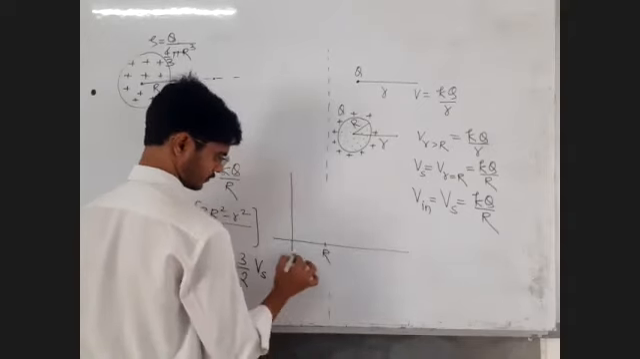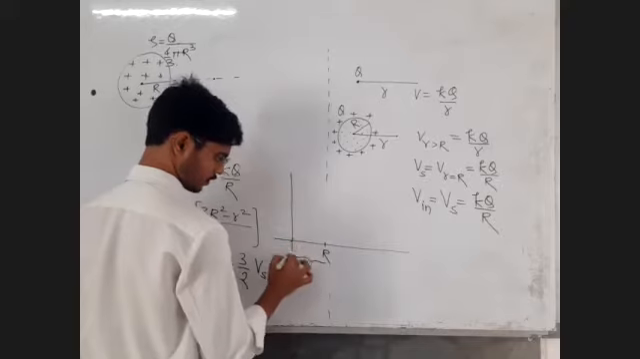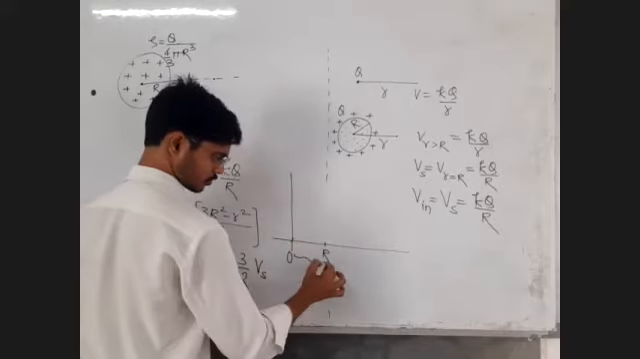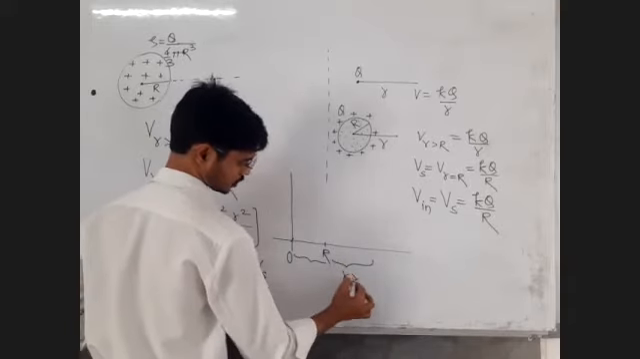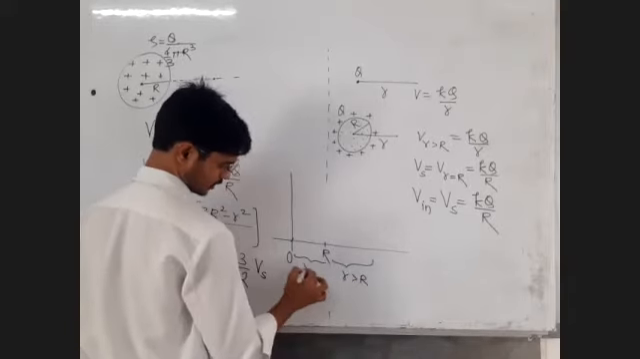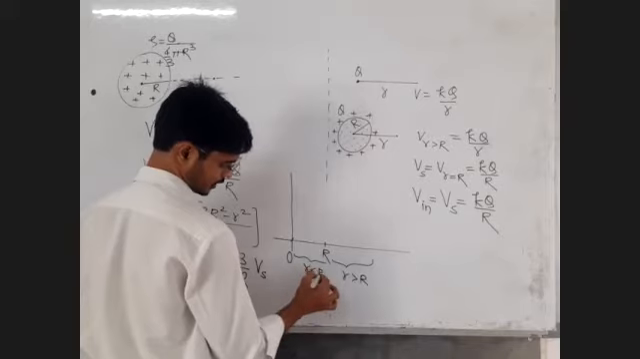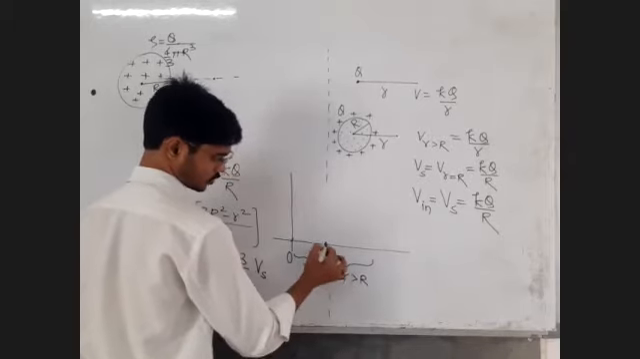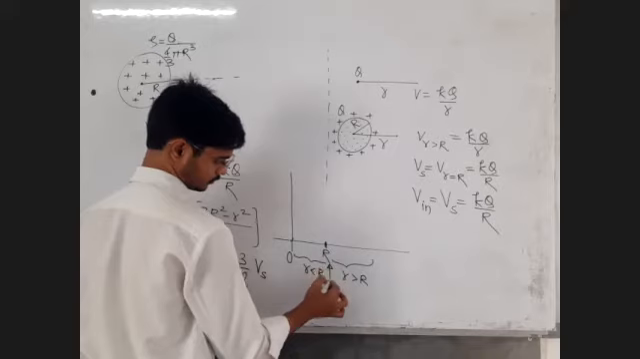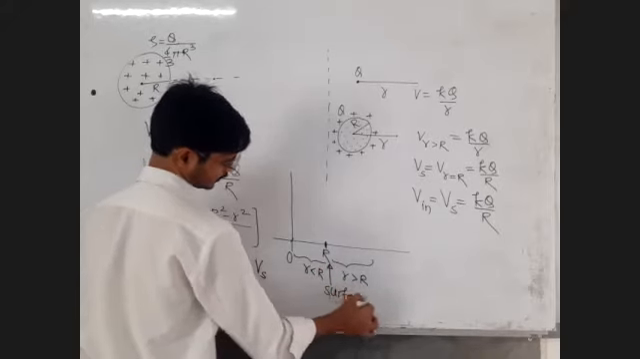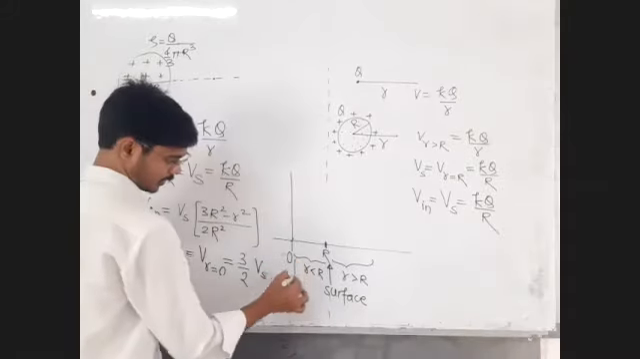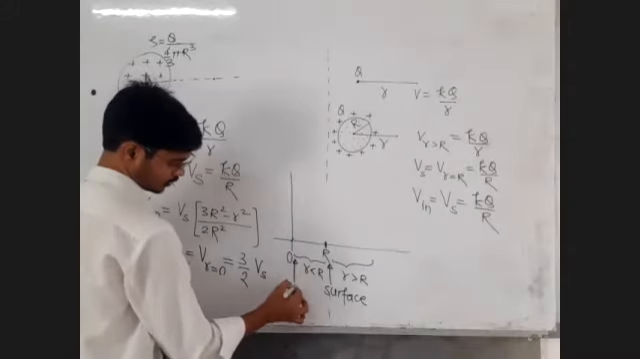Capital R, this region small r equal to 0, small r equal to capital R, and in this region small r is more than capital R, in this region small r is less than capital R, and here small r is equal to R. This is your surface. This point is on the surface. This point is the center, small r equal to 0.